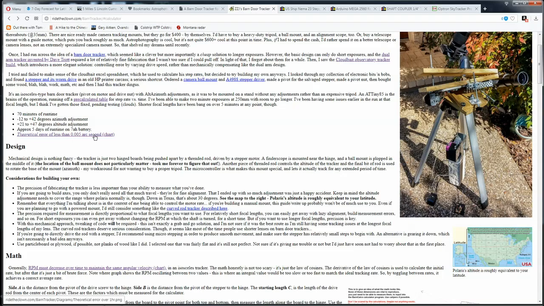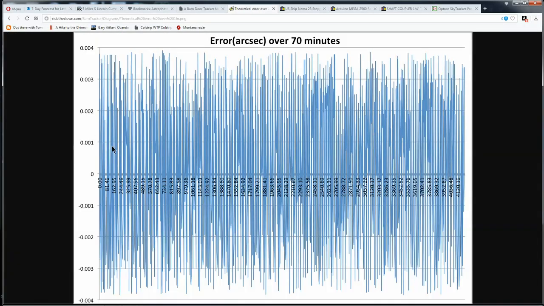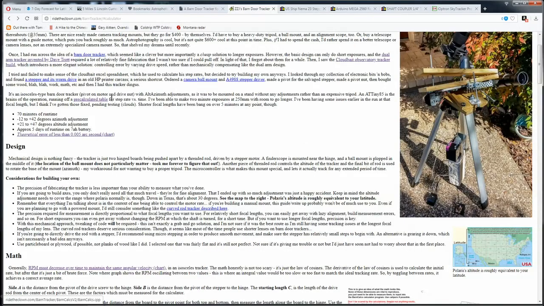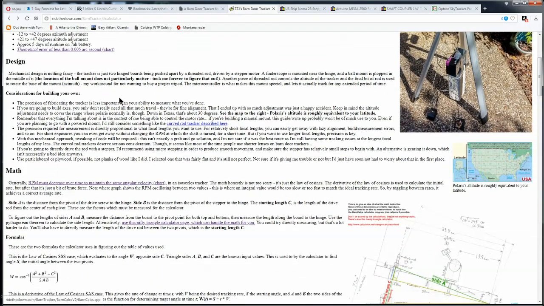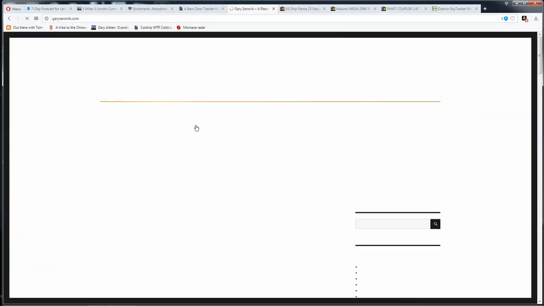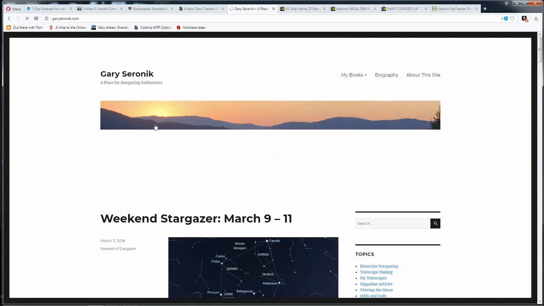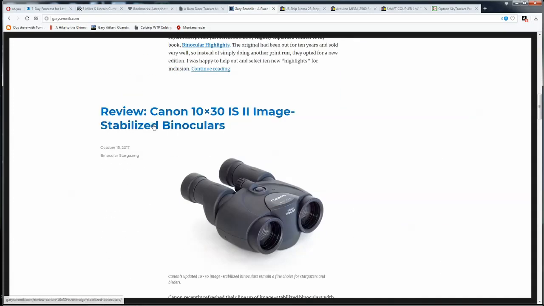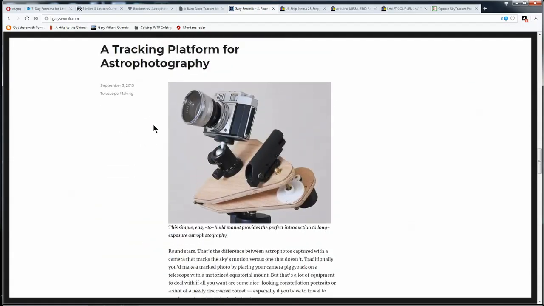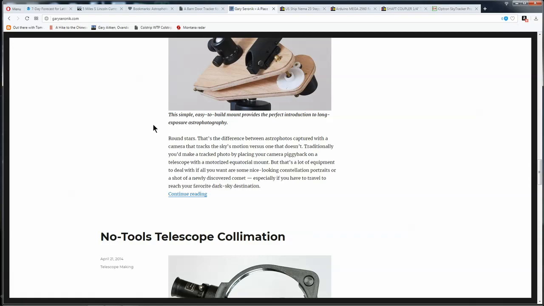you have a lot of math to do. This is one of the things he showed. See, like he says, even if you're planning to go with the powered mount, I'd still consider something like the curved rod tracker described here, because it's pretty simple, assuming you have a constant speed motor. And that is somewhat difficult if you're going with DC.